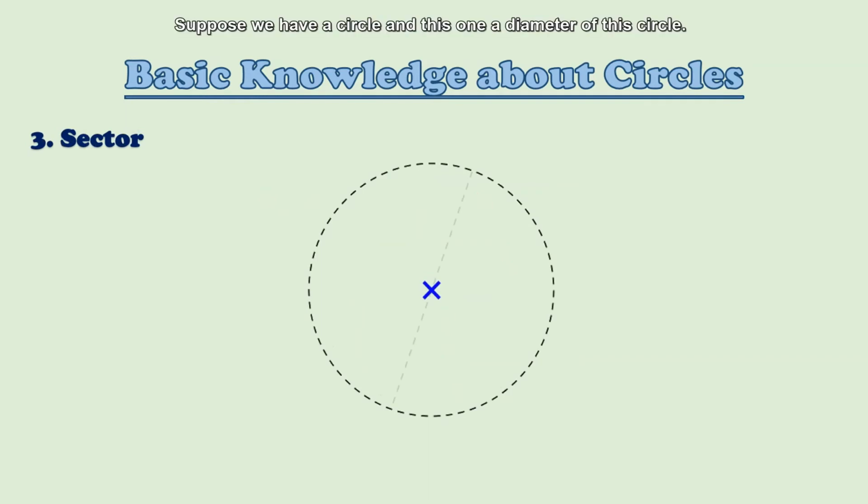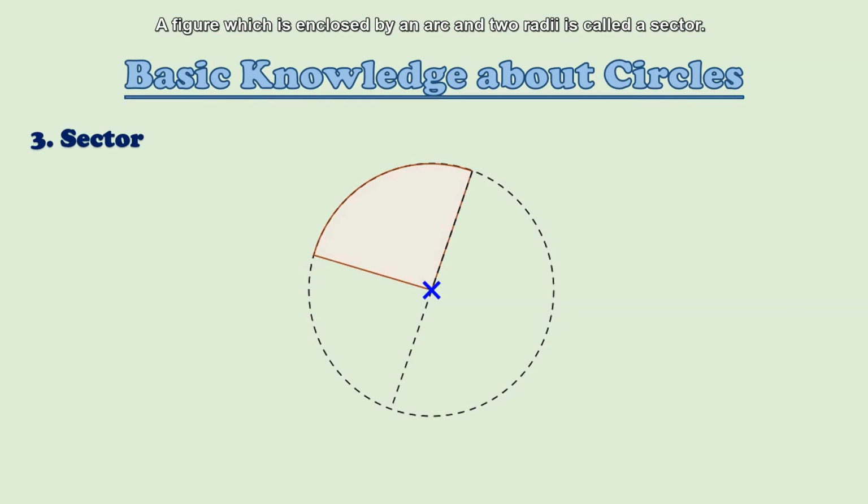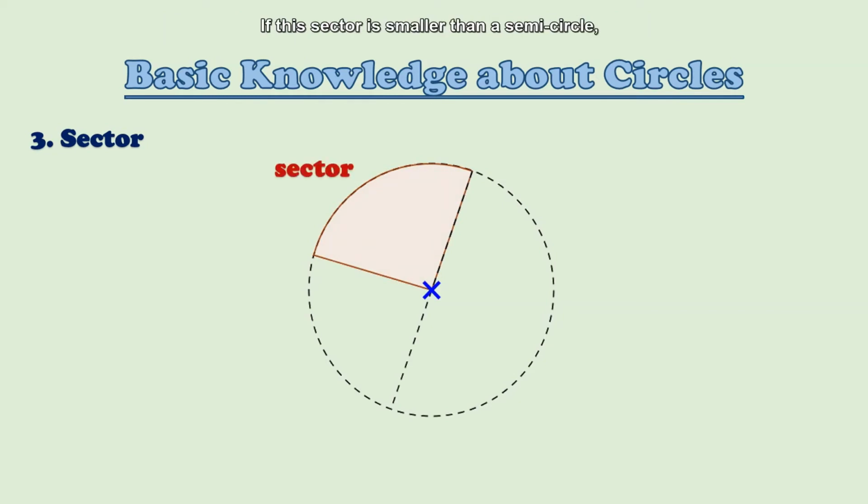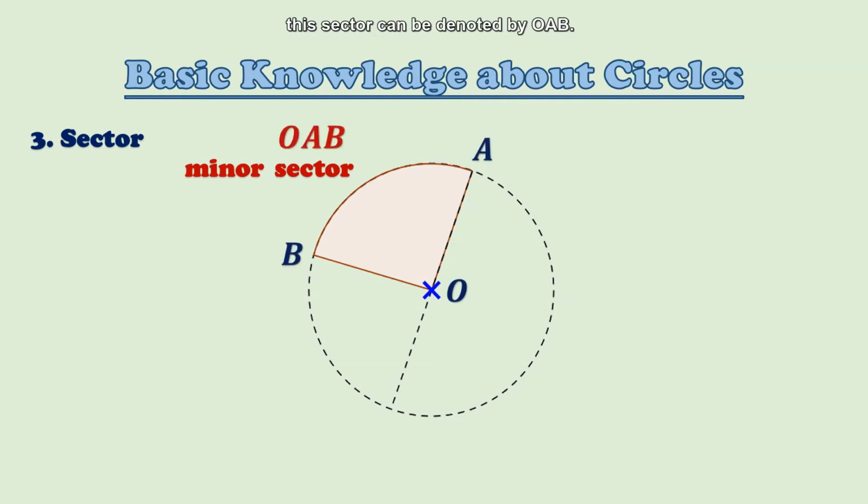Suppose we have a circle and this one is a diameter of this circle. A figure which is enclosed by an arc and 2 radii is called a sector. If this sector is smaller than a semicircle, it is called a minor sector. If these points are O, A, and B, this sector can be denoted by OAB. We usually start with the name of the center, so we start with the letter O in this case.